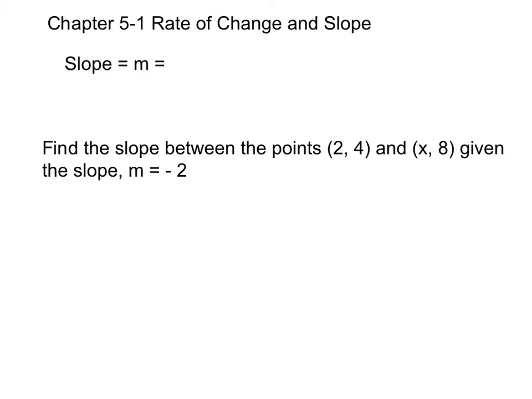This is Chapter 5, Section 1, Rate of Change and Slope. First thing we want to do is talk about the slope formula. Now, they don't mention it in the book, but the slope formula has the symbol of the letter m.